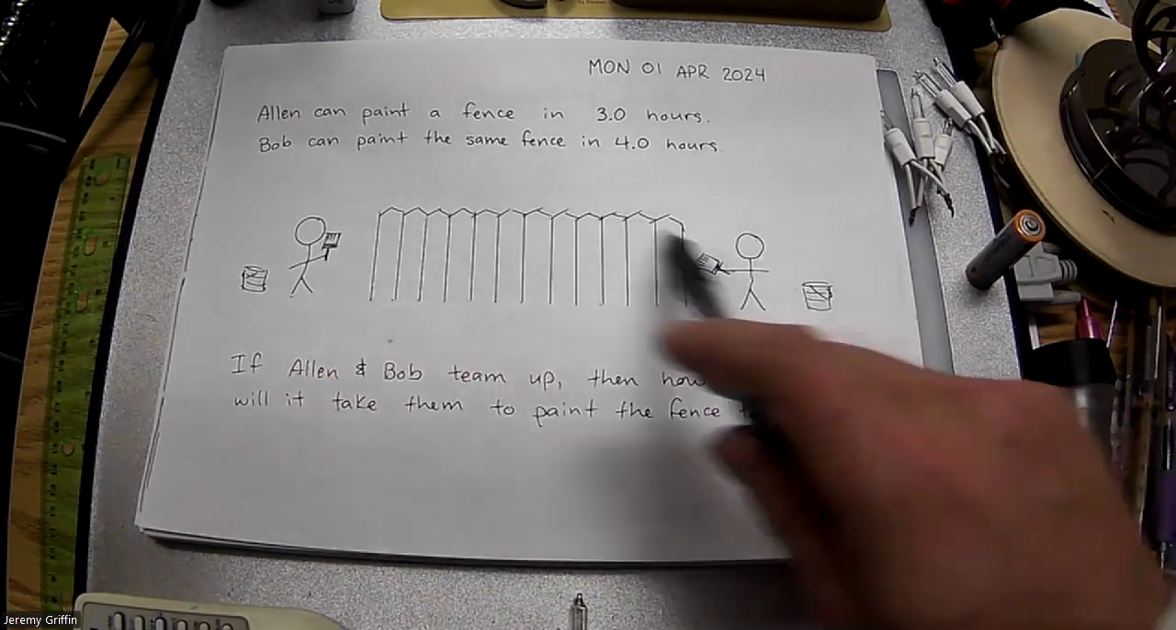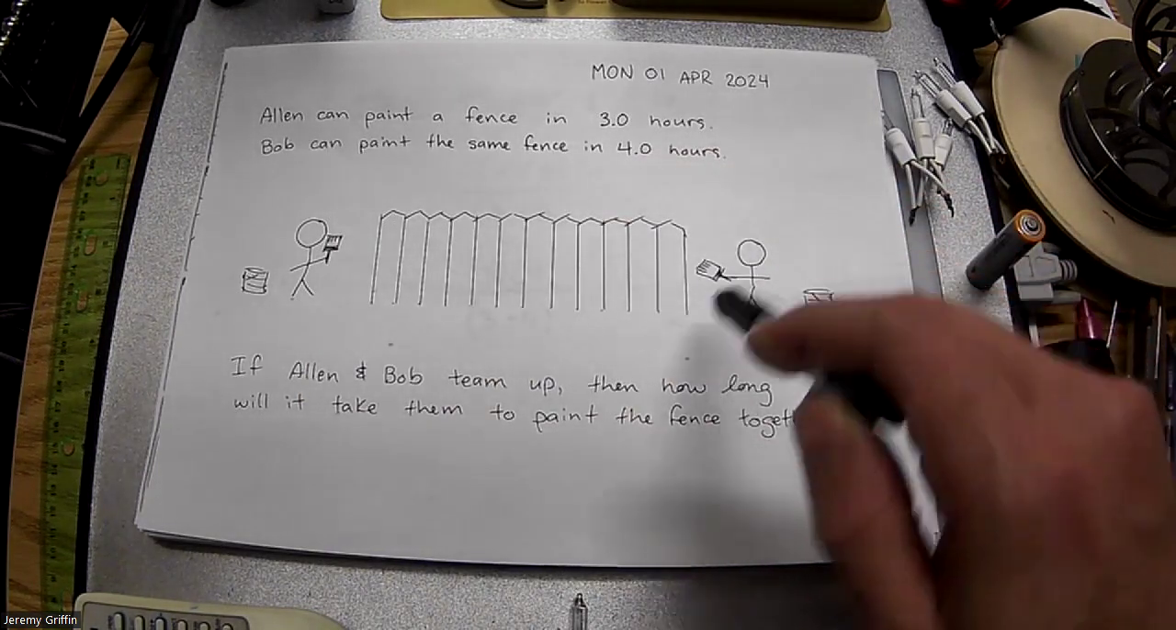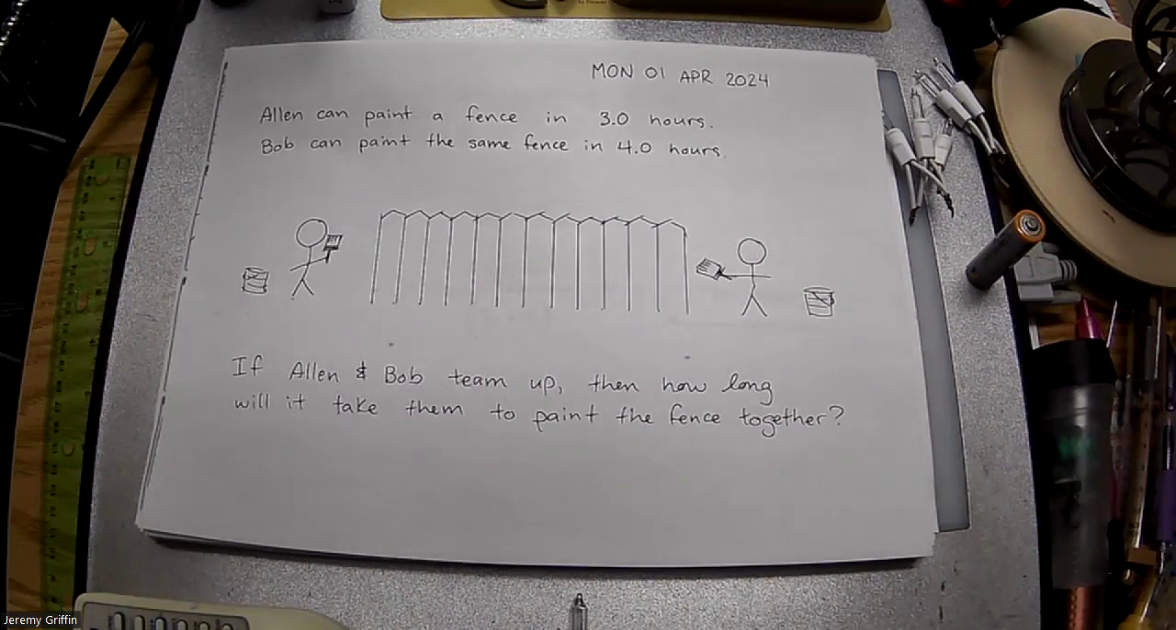So we've got Alan. He could paint this whole fence. It would take him 3 hours all by himself. Bob could do the same job in 4 hours. But they're going to team up. They're going to make a two-man team. How long is it going to take them to paint that fence? Who knows? What's the answer to that question? Yeah, what you got? 1.7 hours. Yeah, 1.7.